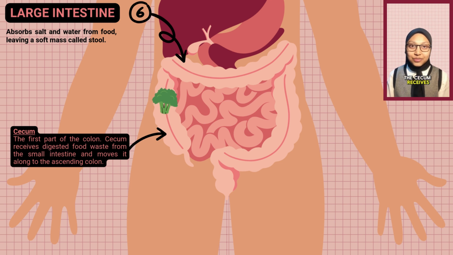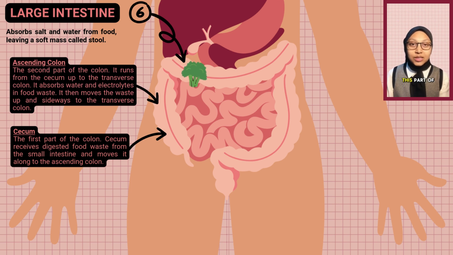The cecum receives the waste from the small intestine and begins the process of moving it into the ascending colon. This is where the waste starts to take on its more solid form. Next is the ascending colon. This part of the colon runs from the cecum up to the transverse colon.